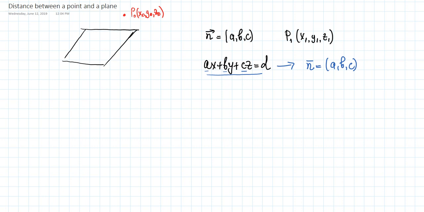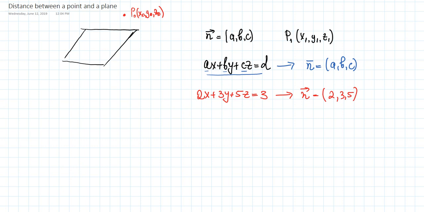For example, let's say we're given an equation of the plane in the form 2x plus 3y plus 5z is equal to 3. This is just an example of the equation of the plane. For this equation, I would like to build the normal vector to this plane and find a point on this plane. So what is going to be the normal vector to this plane? 2, 3, and 5, right?